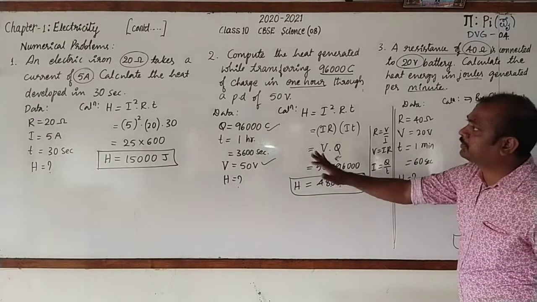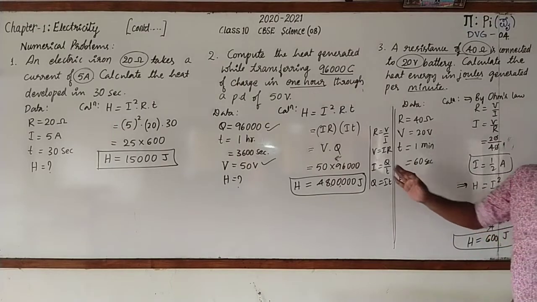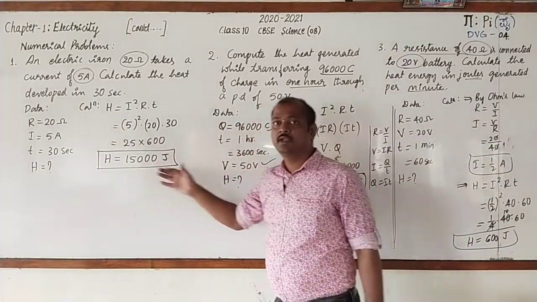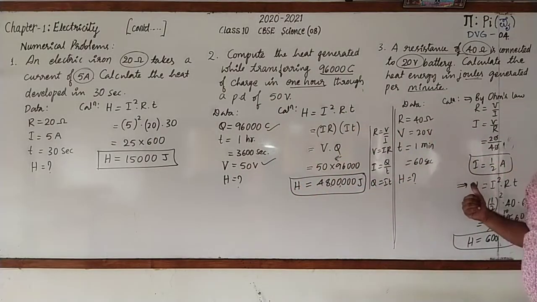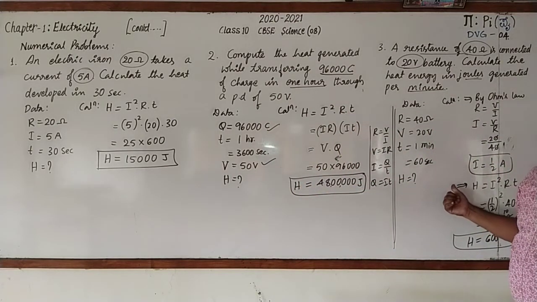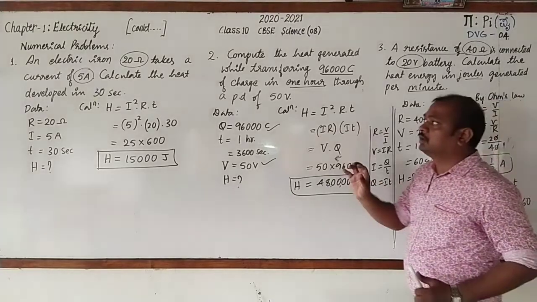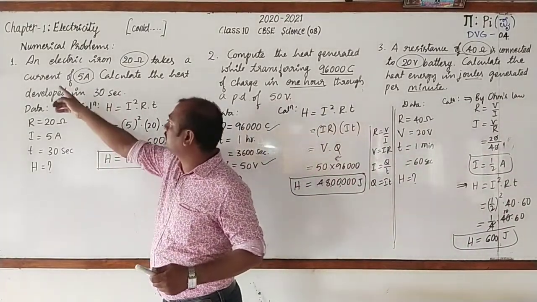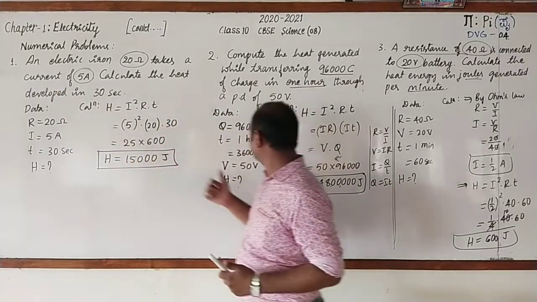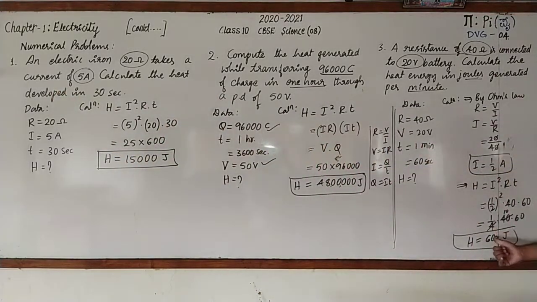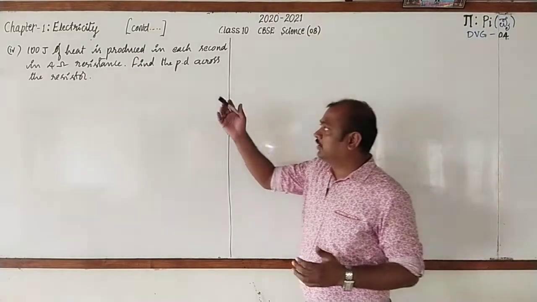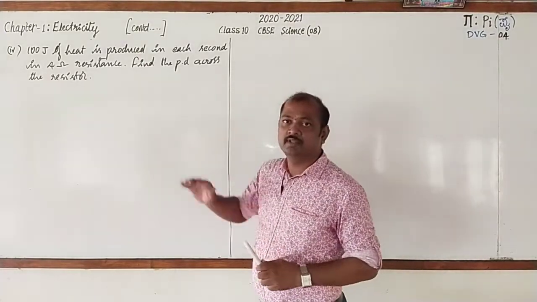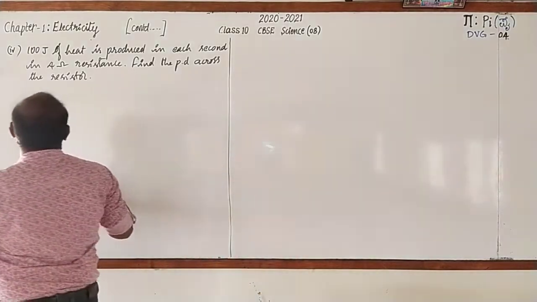So all the three problems are important. The first two have been taken from the NCERT text, and this one is just additional from an old question paper. Understood? Now you have to pause the video and copy all the three problems from here to here. Now we have another important question. It is the fourth one. Just go through this.